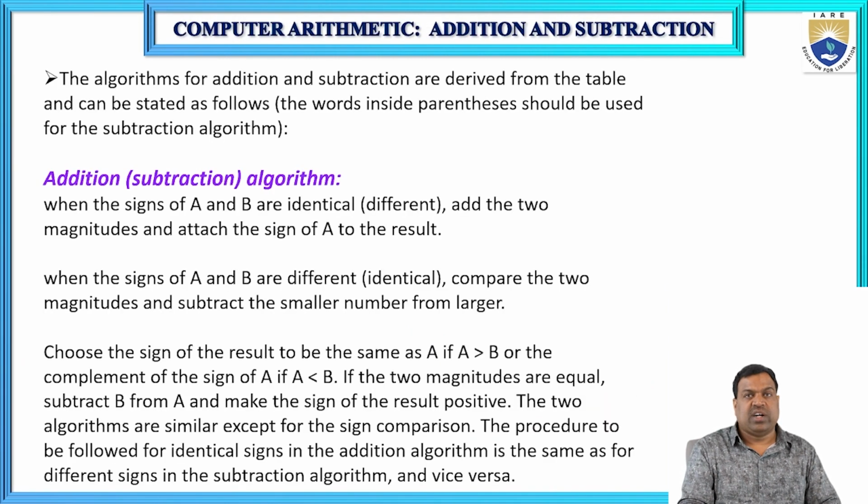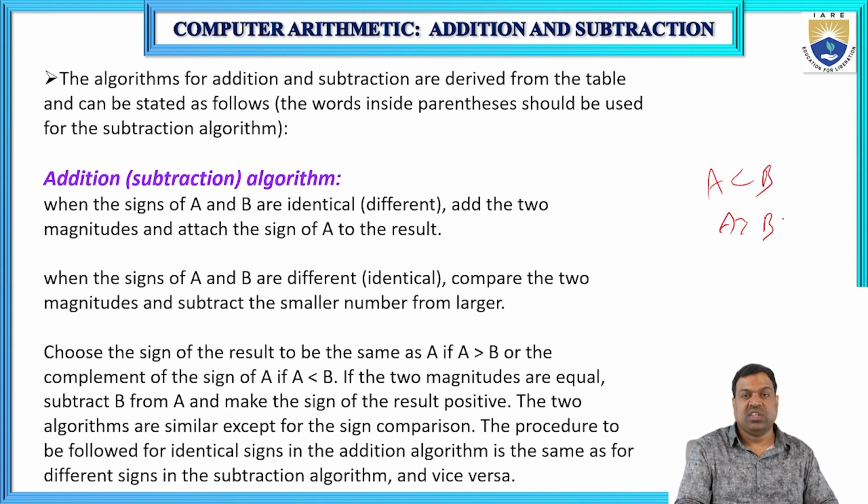The algorithms for addition and subtraction are derived from the table and can be stated as follows. The words inside the parentheses should be used for the subtraction algorithm. Addition algorithm: when the signs of A and B are identical, add the two magnitudes and attach the sign of A to the result. When the signs of A and B are different, compare the two magnitudes and subtract the smaller number from the larger. So when we are going for the subtraction, we check whether it is the A less than B condition or the A greater than B condition.